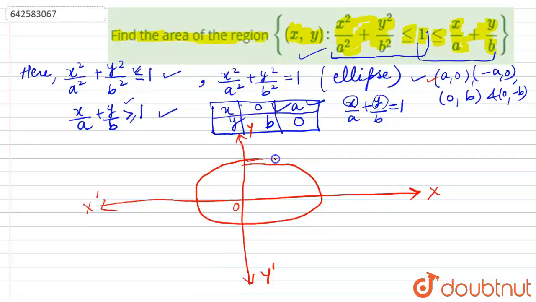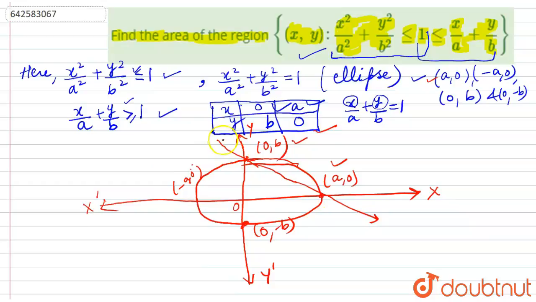Now what we can see here is how we can draw the graph of this line. For that, let's say this point was (a, 0) and this point was (minus a, 0). This is (0, b) and this is (0, minus b). The points of the line were this and this. So we are going to draw the line like this, joining these 2 points. So this is our required line.